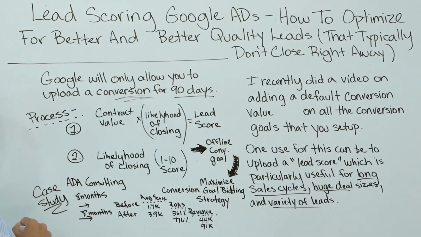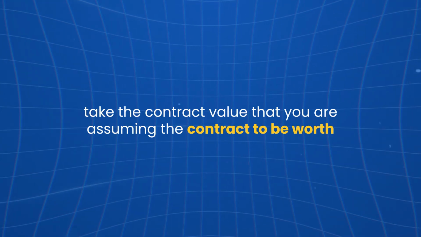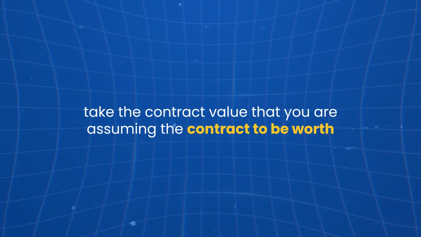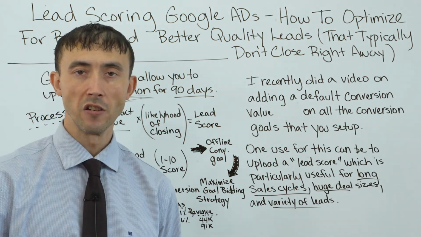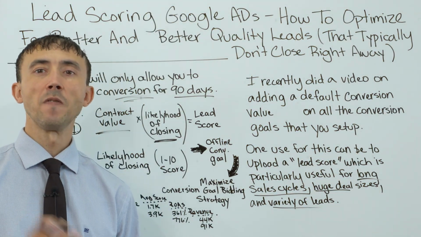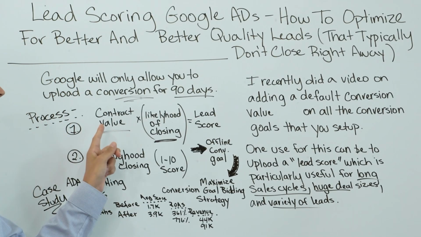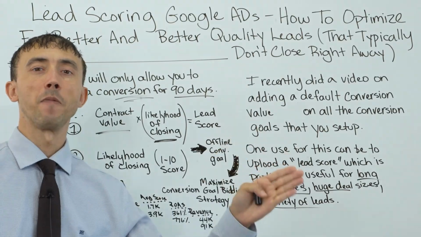The two processes of scoring leads are as follows. You could either A, take the contract value that you are assuming the contract to be worth. If you send, in other words, a proposal out for $1 million, you would take that $1 million times the likelihood of closing. If the likelihood of closing is 50%, you're going to take $1 million times 50%, and that's your so-called lead score, which is $500,000.